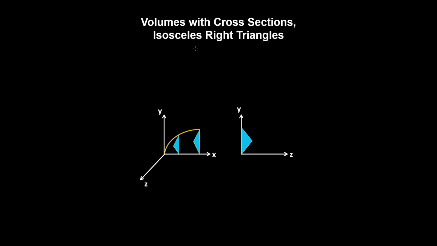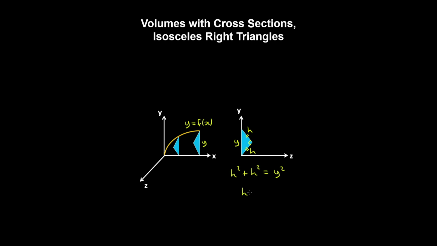We can also find the volume of solids with isosceles right triangle sections. So these cross sections have two edges the same length with a right angle here. So considering this curve as y equals f of x, then the base has a length y, and therefore the height of this isosceles right triangle section can be obtained using Pythagoras' theorem. So therefore the height can be written as follows.